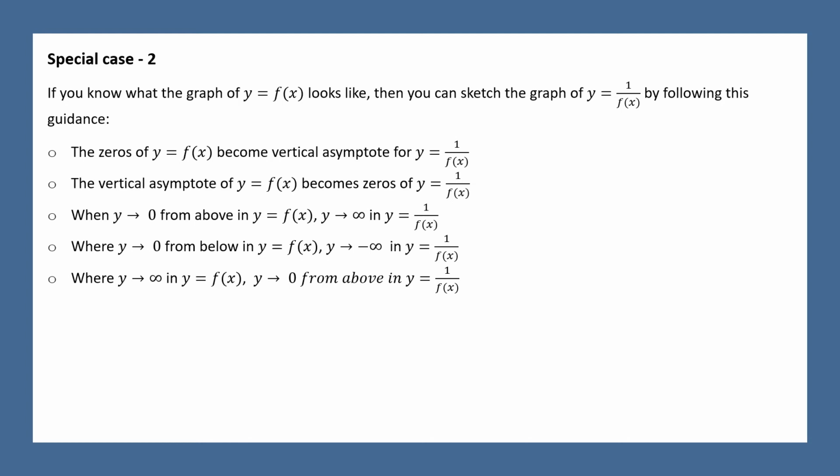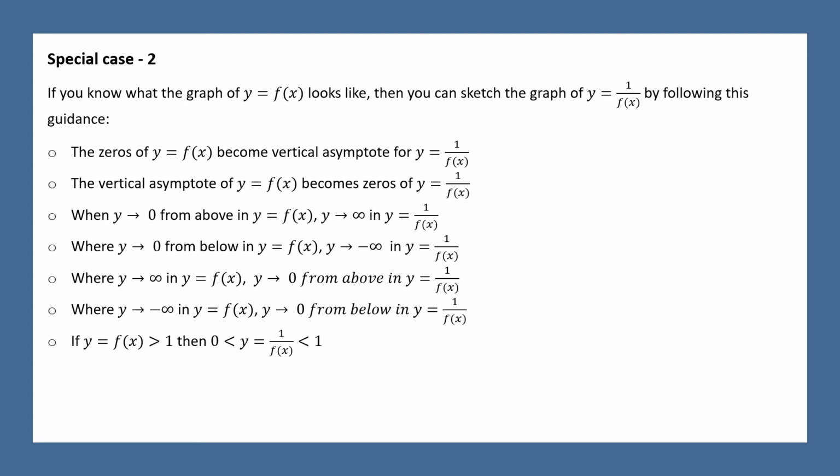When y tends to infinity in y is equal to f of x, now y will tend to 0 from above, and y tends to minus infinity in y is equal to f of x, y will tend to 0 from below in y is equal to 1 by f of x. As you can see here, this is the reciprocal function, so everything gets reversed between f of x and 1 over f of x.